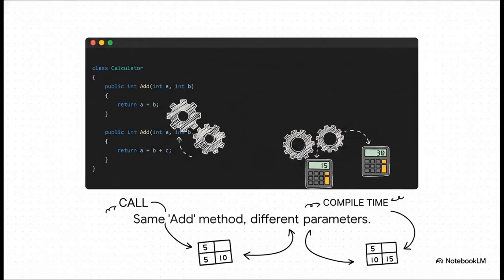And this code snippet shows it perfectly. Just look at this calculator class. See? We have two methods, both named add, but one of them takes two integers, while the other takes three. The compiler has no problem telling these apart. When you write add(5, 10), it knows you mean the first one. If you write add(5, 10, 15), it picks the second one. It's clean, simple, and all sorted out at compile time.